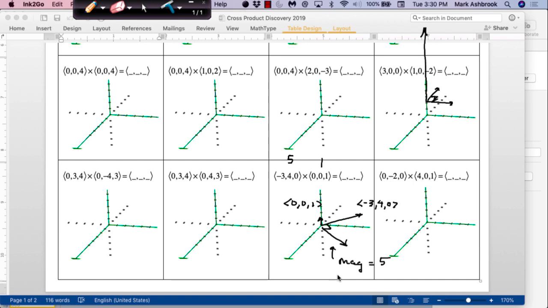Be nice. This is math. Right? And your thumb points in the direction. I know there's some great jokes in there somewhere, right? With this right-hand rule thing.